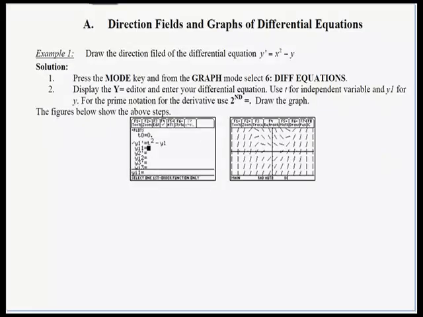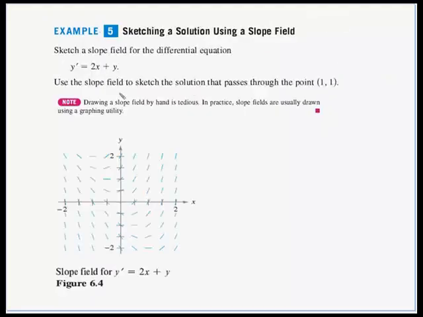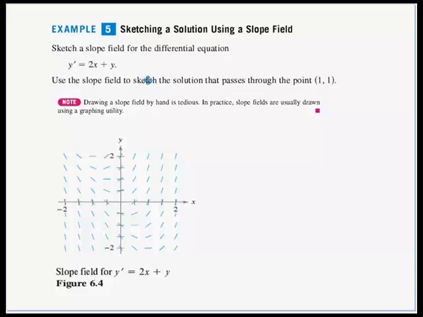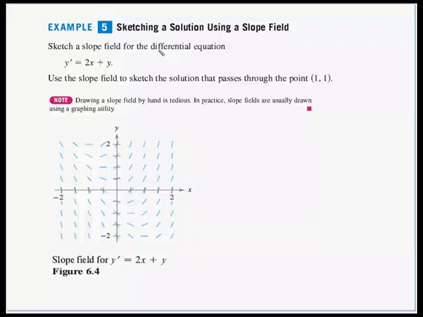So we will go over that in class, or you can just follow along, look at these slides with your TI-89, pause the video, or these are right in your notes also. Try these problems out. Here in example 5, we're going to sketch a solution using a slope field. Now this isn't an exact science, you should get a good feel for it though. Sketch the slope field for the differential equation y prime equals 2x plus y. Use the slope field to sketch the solution that passes through the point (1, 1).